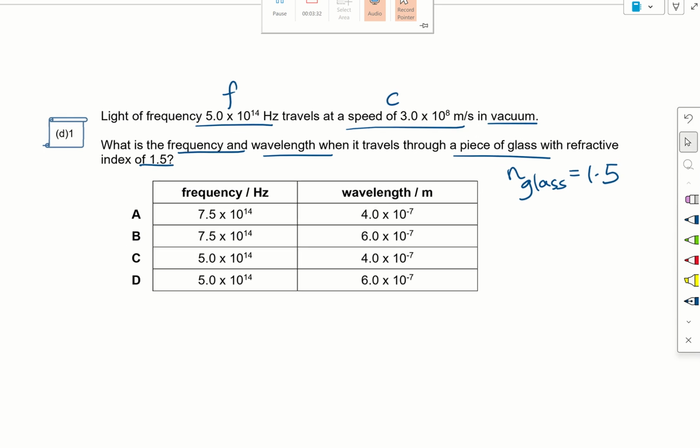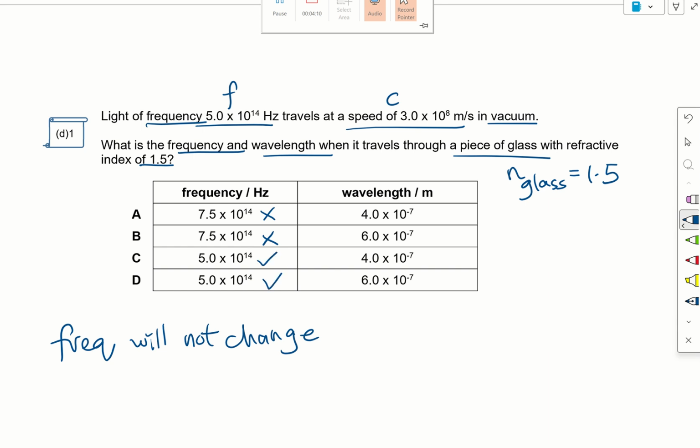Now, this one requires your knowledge that the frequency does not change. The light is already traveling outwards from vacuum and then it enters glass. We actually learned in the previous chapter of waves that the frequency will not change, because the waves have already gone out from the source. So how can we actually change the frequency? We can't unless we change it at the source. Therefore, options A and B will be incorrect. So it's left with C and D because the frequency will remain the same.